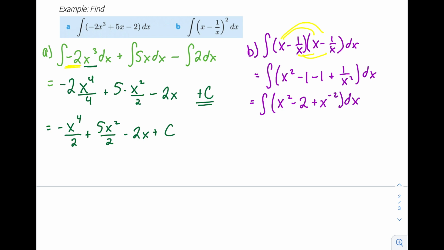Once every term is written in the form x to the power of something, I can use my integration rules. So the integral of x squared is going to be x to the power of 3 over 3. I'm going to add the plus c at the end so I don't forget. The integral of just negative 2 is going to be negative 2x. And then the integral of x to the power of negative 2, negative 2 plus 1 is negative 1 over 1. And then, of course, we have our plus c. So if I rewrite this, I have x to the power of 3 over 3 minus 2x minus x to the power of negative 1 plus c.